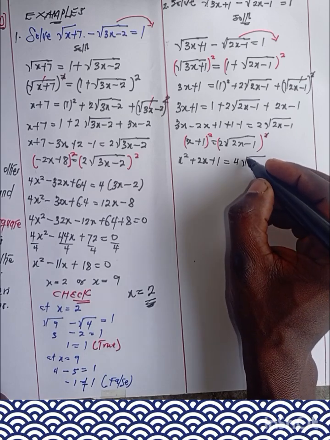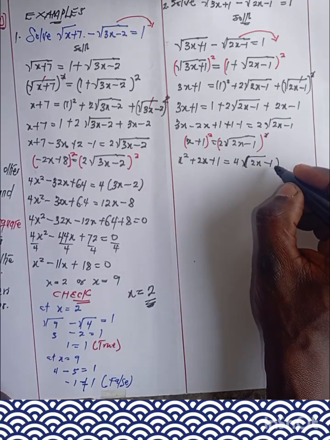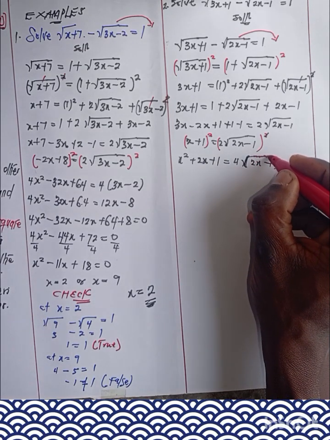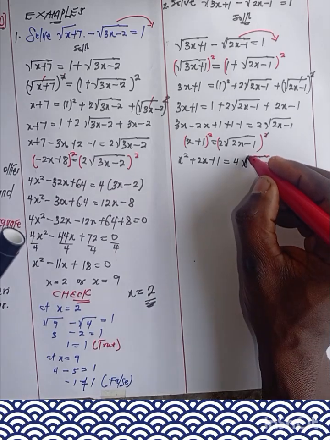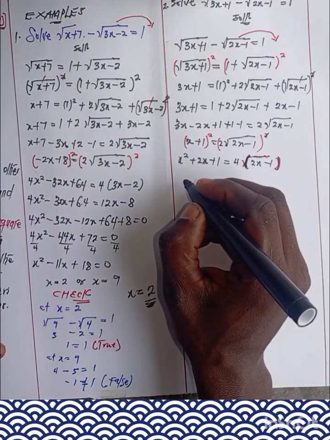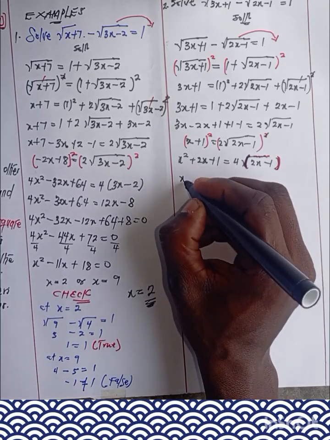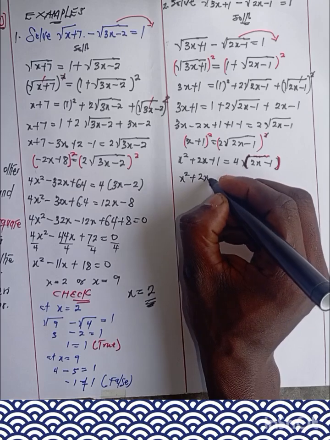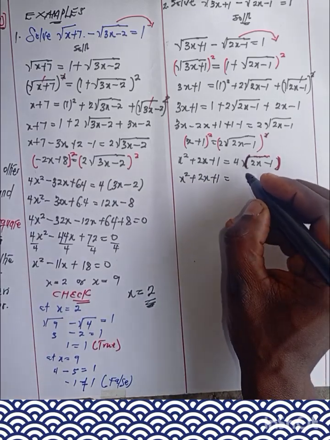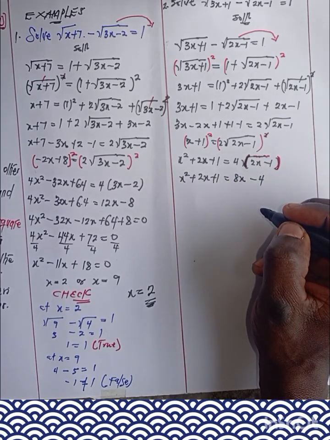Now this will cancel the radical sign, so this one will be gone. We are left with 2x minus 1. There is no radical sign there, it's just a normal bracket. So we are getting x squared plus 2x plus 1 is equal to, then let's expand this bracket. 4 times 2x will give us what? 8x. 4 times minus 1, we have minus 4.